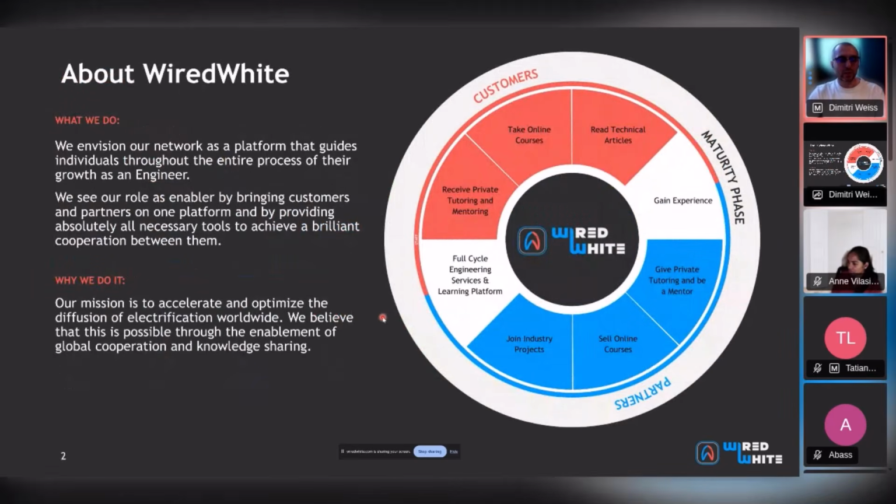I would like to start with a brief introduction about WiredWide, what we do and why we do it. What is WiredWide? WiredWide is an engineering platform developed by engineers for engineers. So we have this ideology or vision of having a full cycle engineering, meaning you are starting, let's say, your journey as a typical engineer at the university or engineering school.